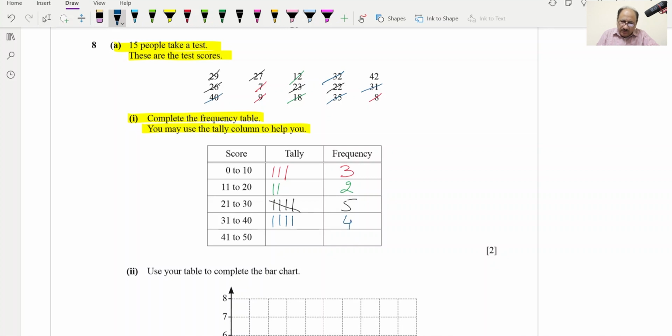And 41 to 50 will be 42, and that's all, nothing else, so this will be 1.